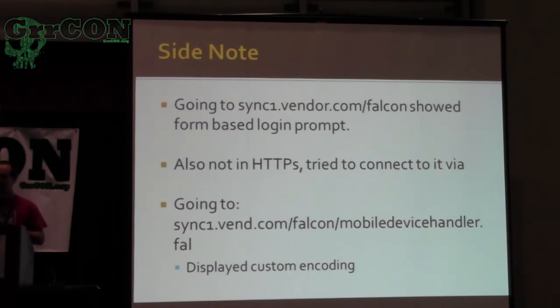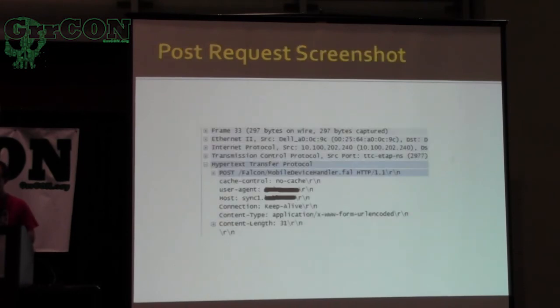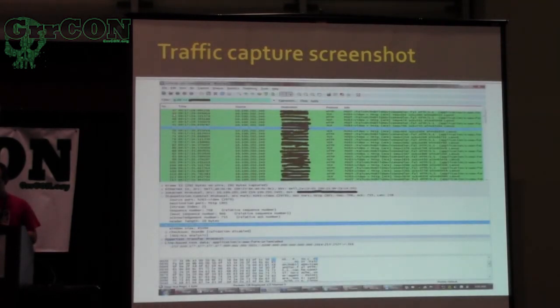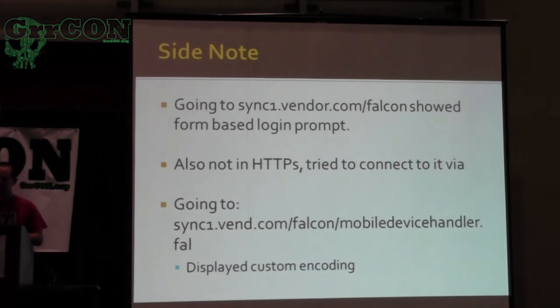And also, if you looked at the previous screen, it's hard to see, but what it would do is this mobile device Hollander.foul, which .foul was just a rename for an ASP page. They were using ASP, not even ASPX, to process these requests on the back end. It would spit out some of this custom encoding that I found when I was going through the requests.